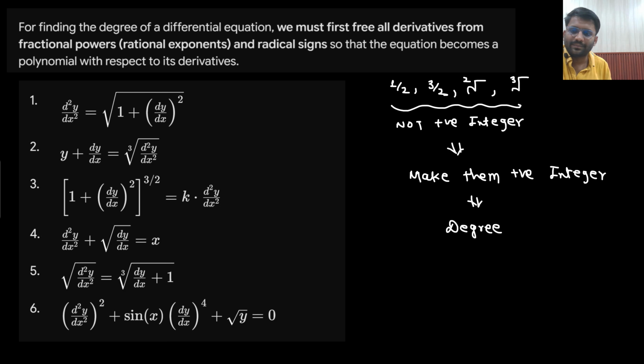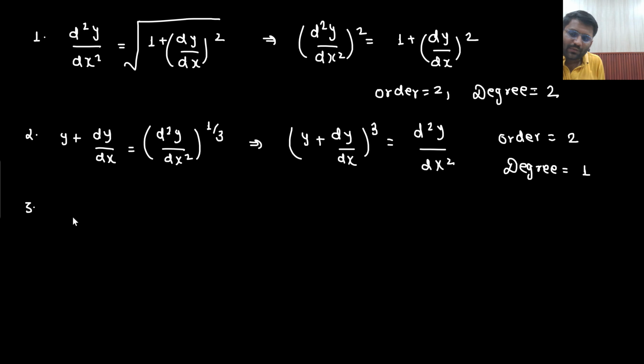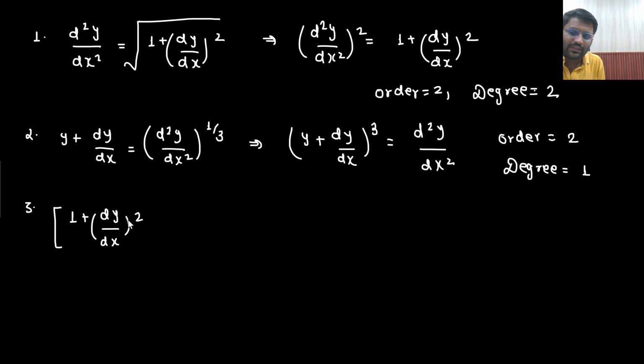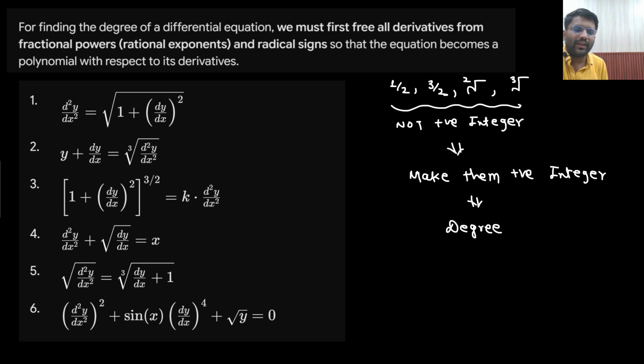Next, third one. Power 3 by 2 is there. Right? Power 3 by 2 is there. So what I need to do? Here power 3 by 2, here power 1: 1 plus dy by dx whole square to the power... This topic is actually very confusing for a lot of students because they try to study everything in one example only, but you need to break it down.